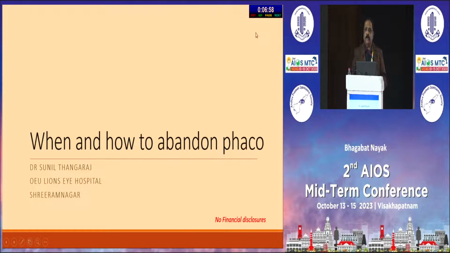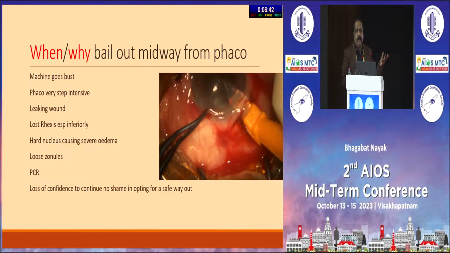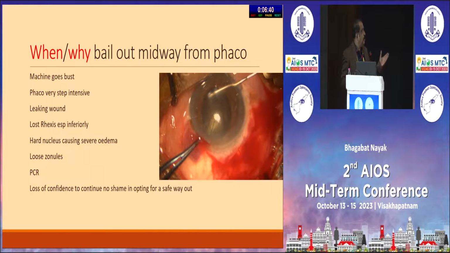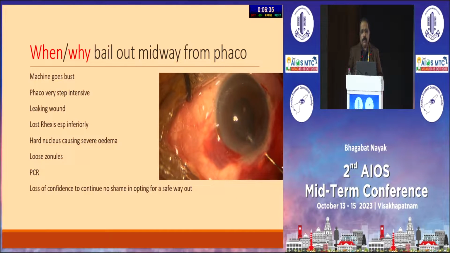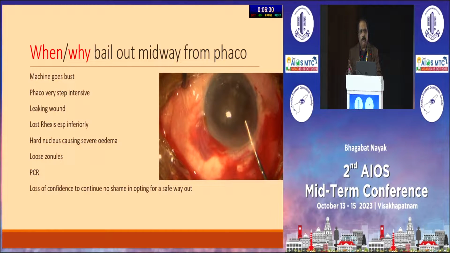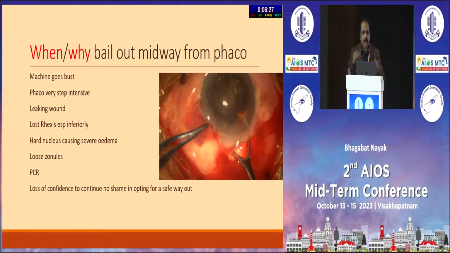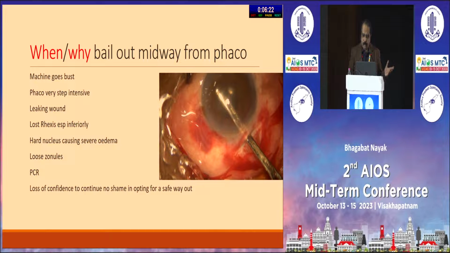So I'm going to talk about when things get rough during phaco, when you have to abandon phaco, and what do you do exactly? Now there are so many alternatives. So first of all, when and why do you actually abandon phaco? When your machine goes bust, obviously, if you don't have a backup machine. Phaco is a very step-intensive procedure, so if one step goes wrong, it is very difficult to go to the other step. If any of the steps are compromised, you go ahead and bail out of phaco.